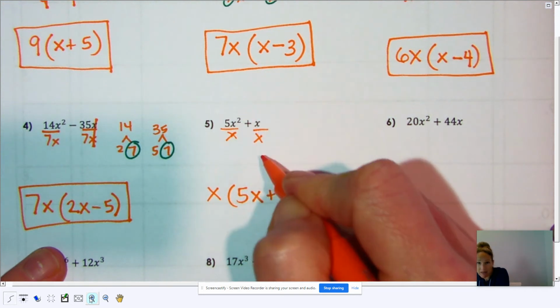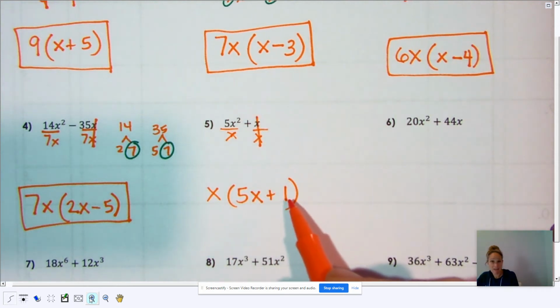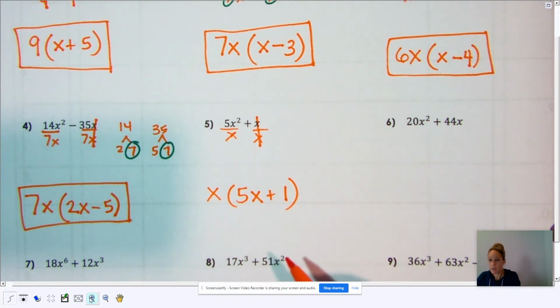Then this one, x divided by x just equals 1. So remember, anytime it cancels and there's nothing left, we know that it goes into itself one time. So you have to at least put the 1 there.